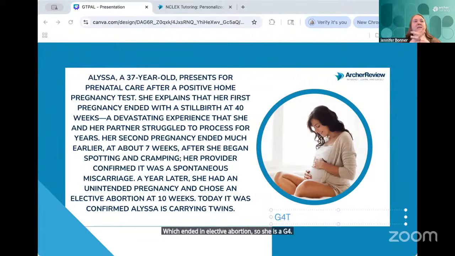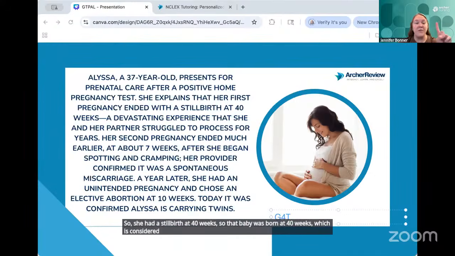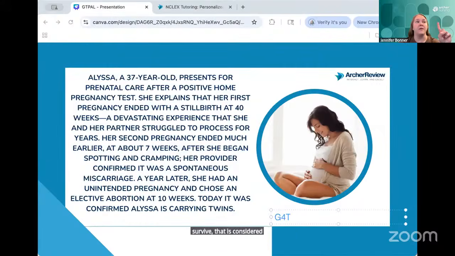What about T? How many were term? This one's a little bit tricky here. So she had a stillbirth at 40 weeks. So that baby was born at 40 weeks, which is considered term. Even though the baby did not survive, that is considered term. She had a 7 week delivery and a 10-week delivery. So she is a T1.